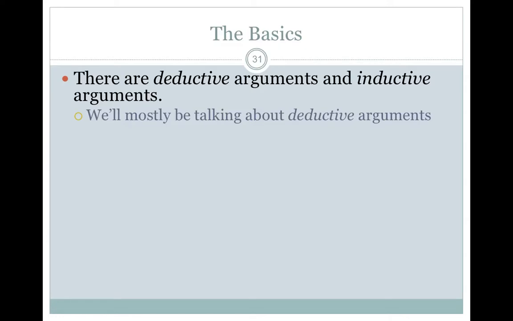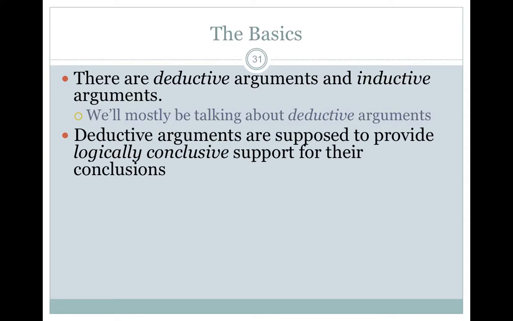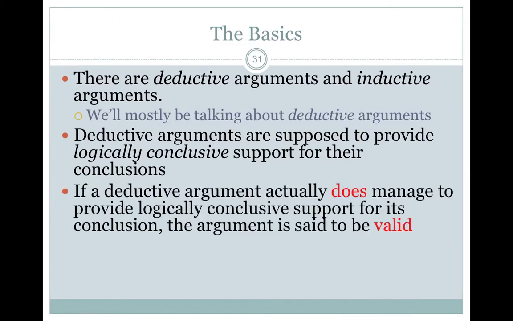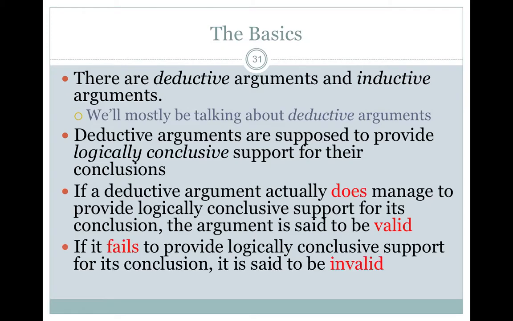Okay, so strictly speaking, there are two different kinds of arguments, although we're mostly going to be talking about only one of them, and that's deductive arguments. Now, if a deductive argument works, if it succeeds, it's supposed to provide logically conclusive support for its conclusion. If it actually does do that, then we'll say the argument is valid. If the argument does not provide logically conclusive support for the conclusion, then the argument is invalid. More on the definition of these technical terms, valid and invalid, shortly.